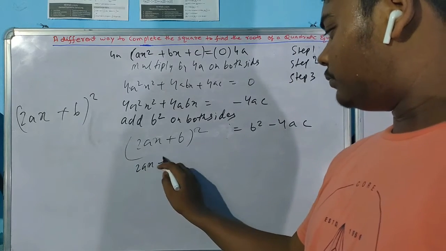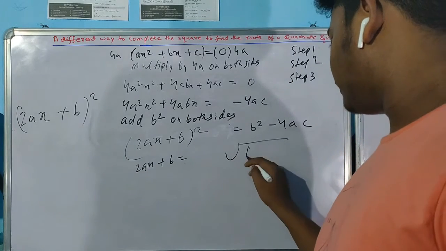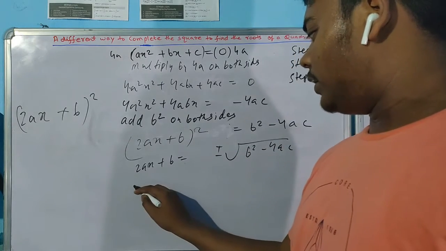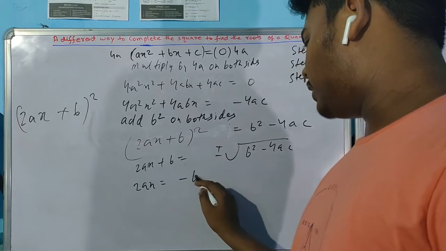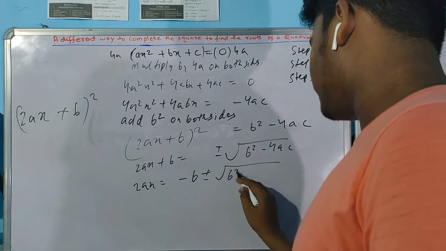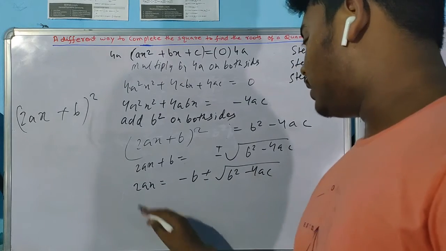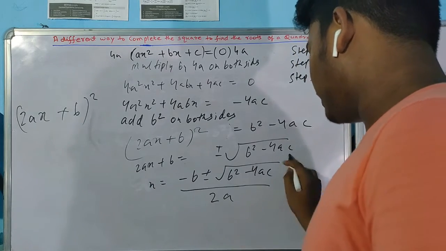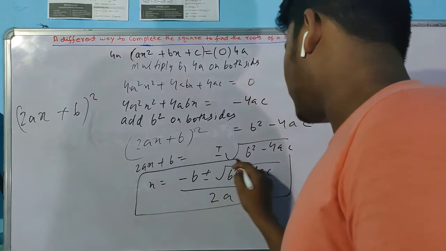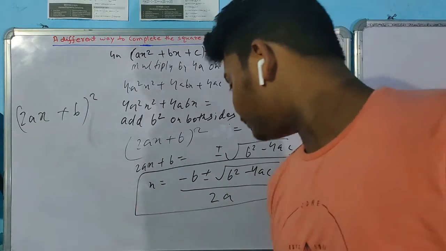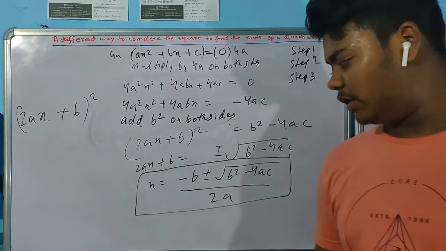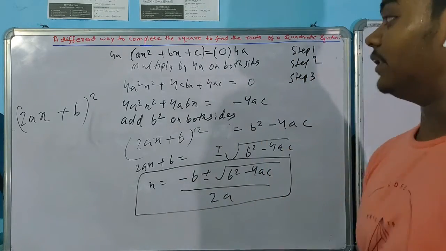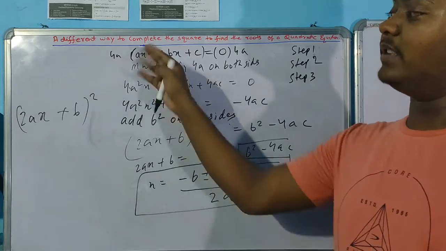Now you can take the root of b square minus 4ac, plus minus, and 2ax plus b is equal to plus or minus root of b square minus 4ac. Now you can send the 2a over here, and you can see that this is the quadratic formula to find the roots of a quadratic equation. You can also derive this formula by this method.